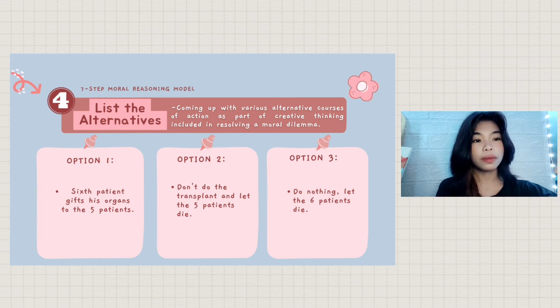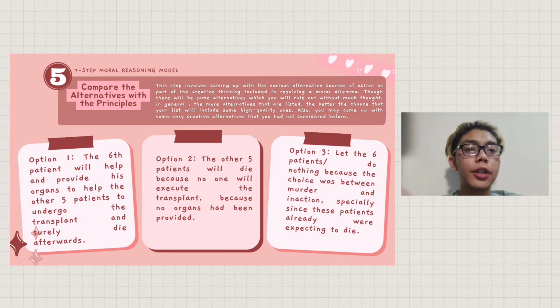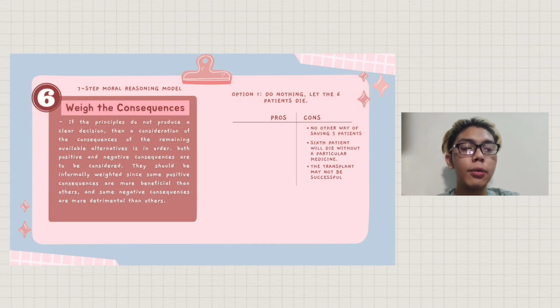Next reporter, please. We have three alternatives, so let's proceed to weigh them. In option 1, the 6th patient will provide his or her organs to the other 5 patients. In option 2, don't do the transplant and let the other 5 patients die. And in option 3, do nothing and let the 6 patients die. If we weigh the consequences of these alternatives, I must say that we must choose option 1 because it is the most reasonable alternative, and we can save the lives of the other 5 patients by using the organs of the organ donor, the 6th patient.